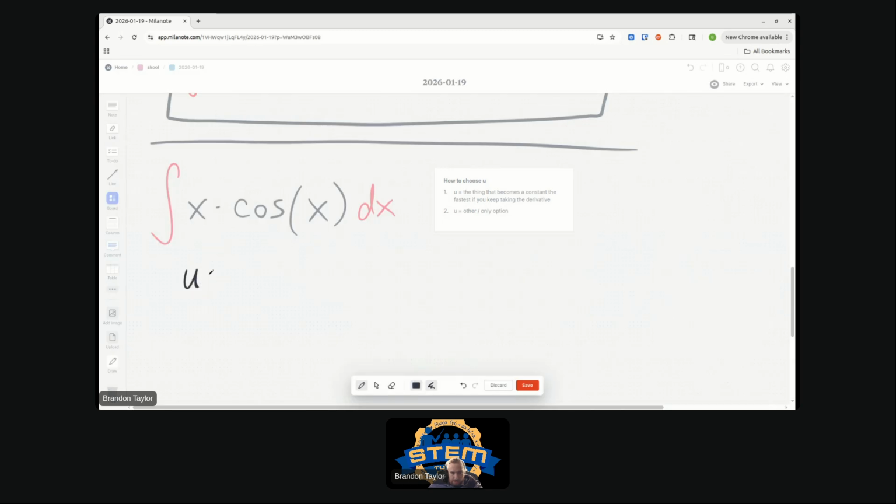So the way I like to do it is I like to create a little matrix here. So u is equal to x, and then dv is the rest of this stuff. And you do need to include the dx. It's not the end of the world if you don't. A lot of times students forget about that, but it's not a huge deal.